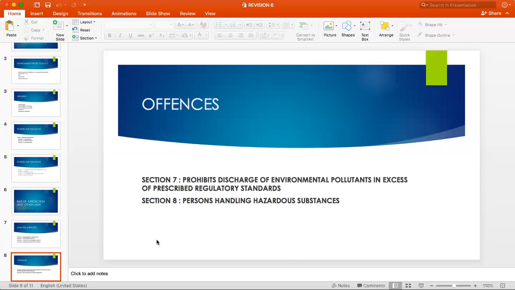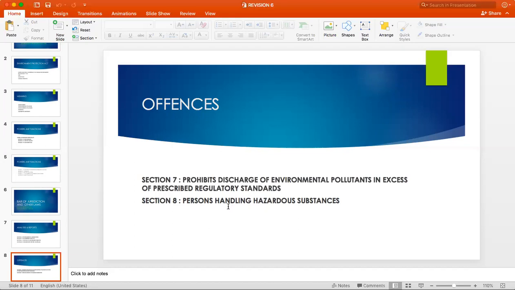Section 7 prohibits the discharge of any pollutant in excess of the prescribed standards. You know that the central government has the power to prescribe standards, make rules, and regulate them. This prohibition of emission or discharge of environmental pollutants contains an injunction that prohibits any person carrying on any industry, operation, or process from allowing emission or discharge of environmental pollutants in excess of the standards set by the central government.